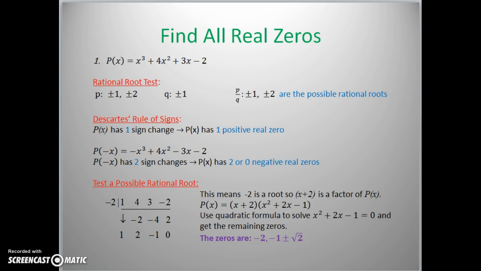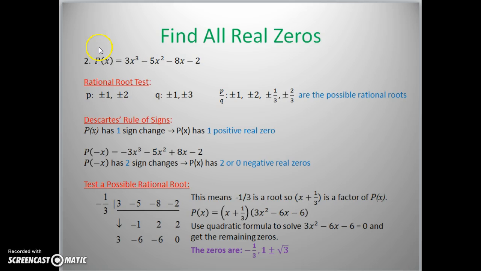Alright, let's take a look at our next example. Another third degree polynomial, p of x is equal to 3x to the third minus 5x squared minus 8x minus 2. So we're getting our p's and q's. Our p's are the factors of negative 2. Our q's are the factors of positive 3. When we put p over q and simplify, we have plus or minus 1, plus or minus 2, plus or minus 1/3, and plus or minus 2/3. These are the possible rational roots.